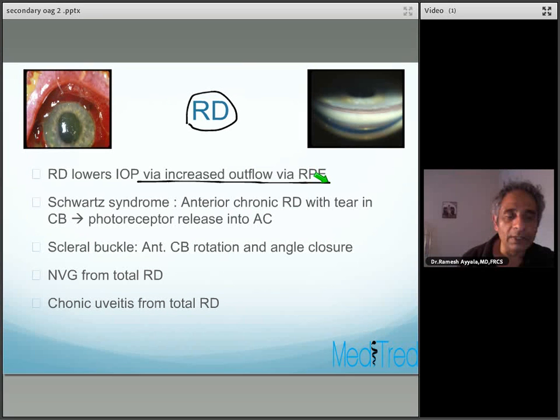A scleral buckle, if it is too tight, can cause obstruction to the episcleral venous outflow pathway, anterior ciliary body rotation, and angle closure glaucoma. Sometimes, if the patient has a total retinal detachment, it can give rise to neovascular glaucoma or uveitic glaucoma. Both of these situations can cause the intraocular pressure to be elevated rather than decreased.